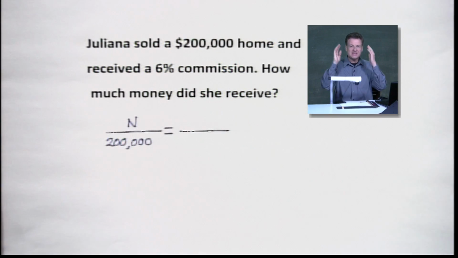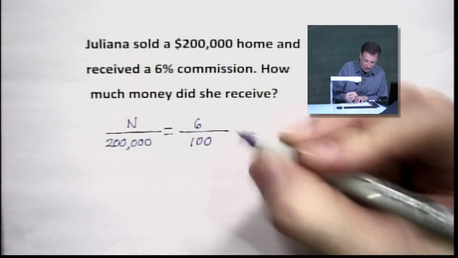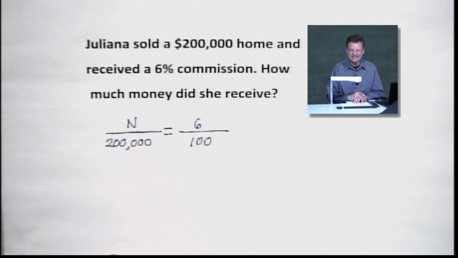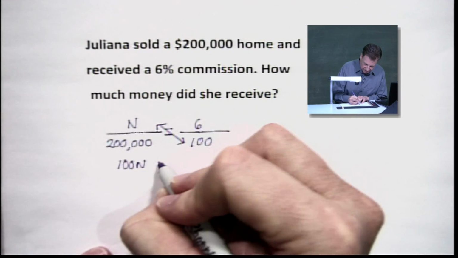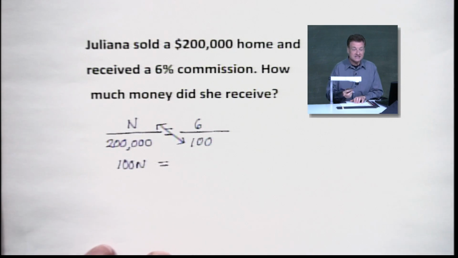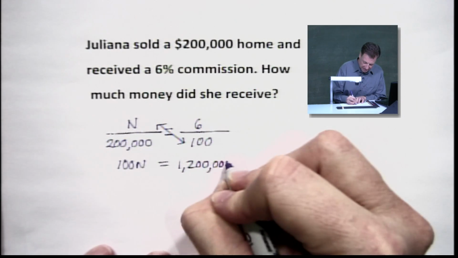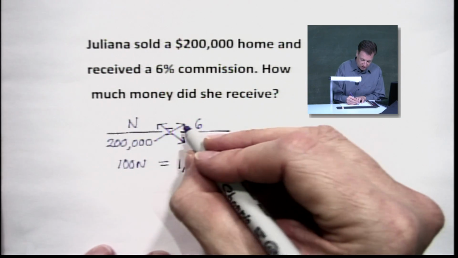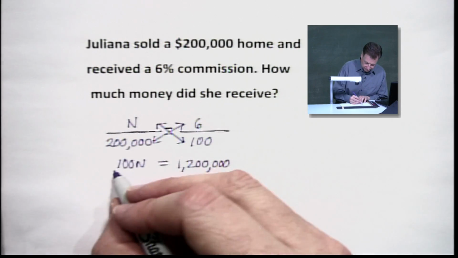6%, remember, that 6 always goes over 100. So let's do it. 6 over our 100. We're going to find out how much money that is before she gets hit with taxes and pays off her bills and all the other stuff. Cross multiplying. We have a big 100N going on to the left. On the right, 6 times 200,000, folks. You've got 5 zeros, with a 12 in front of that. So that is 1,200,000 when we multiply. Now it's time to divide by 100.